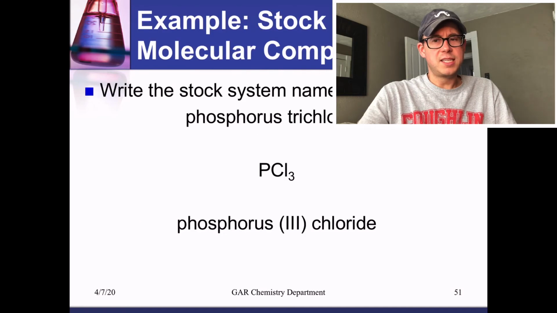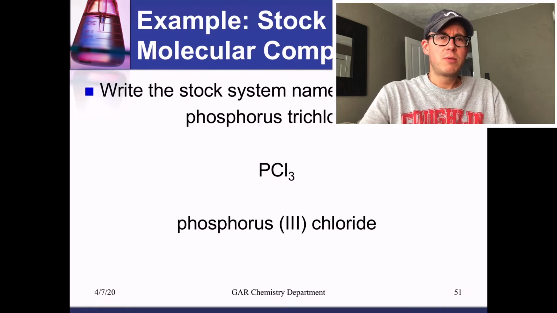Let's take a look at this example, the stock system name for phosphorus trichloride. Phosphorus trichloride is PCl3. There's one phosphorus, we know that because there's no prefix. The second element, chloride, has the prefix tri, so there's three of it.